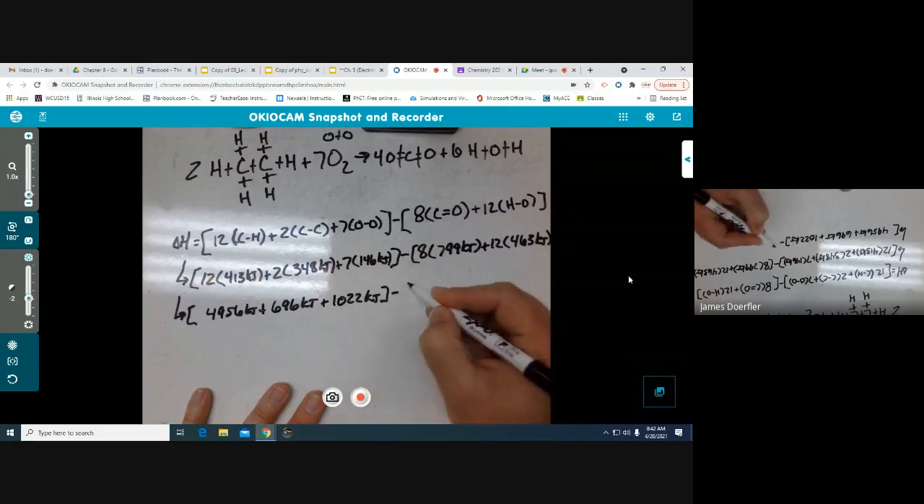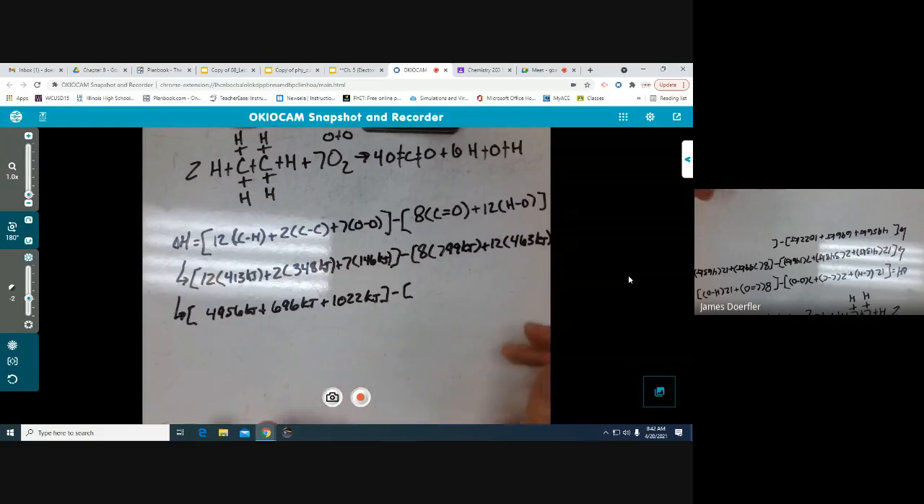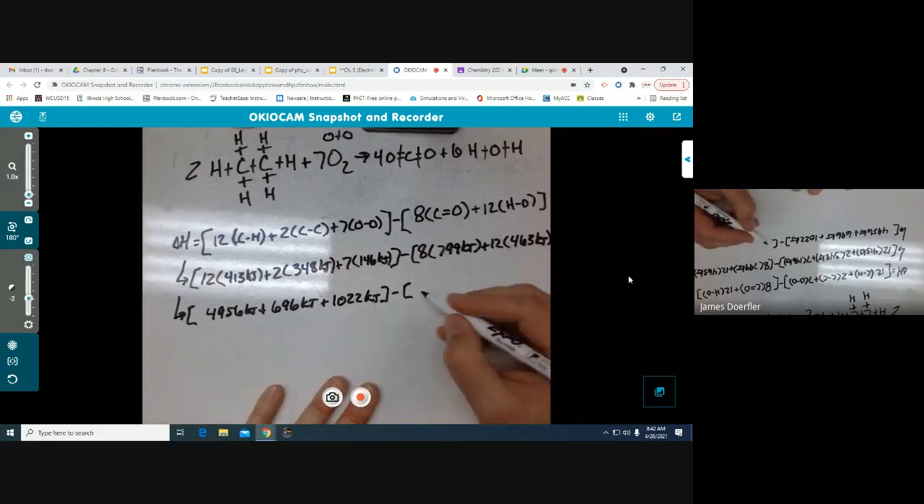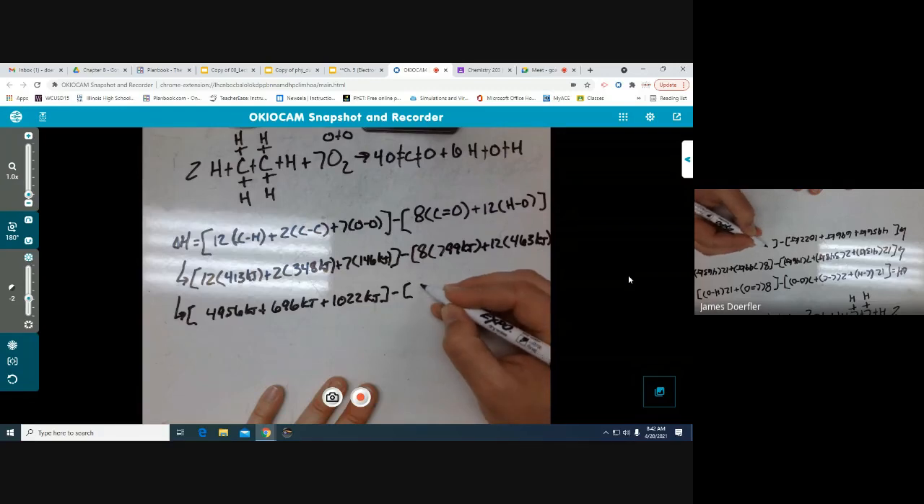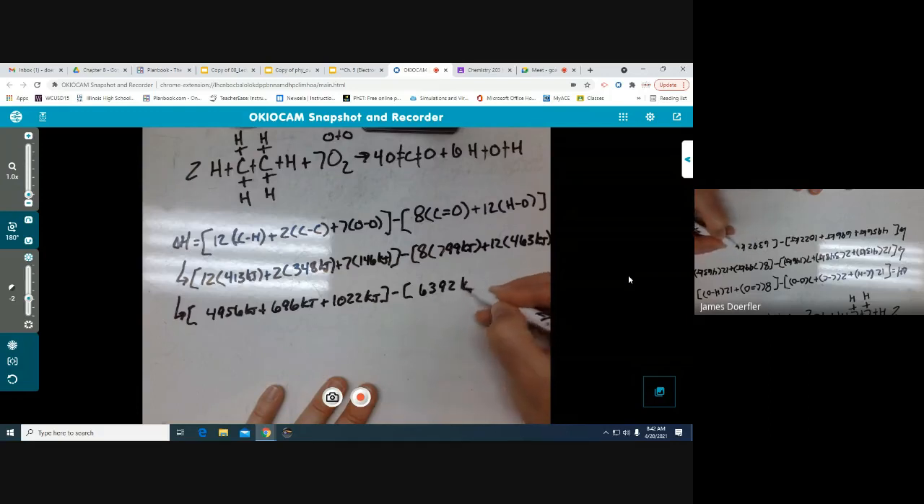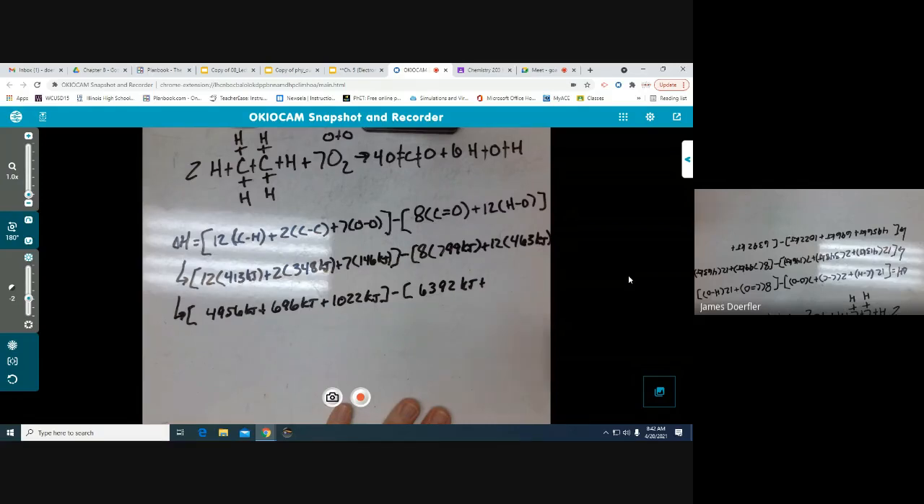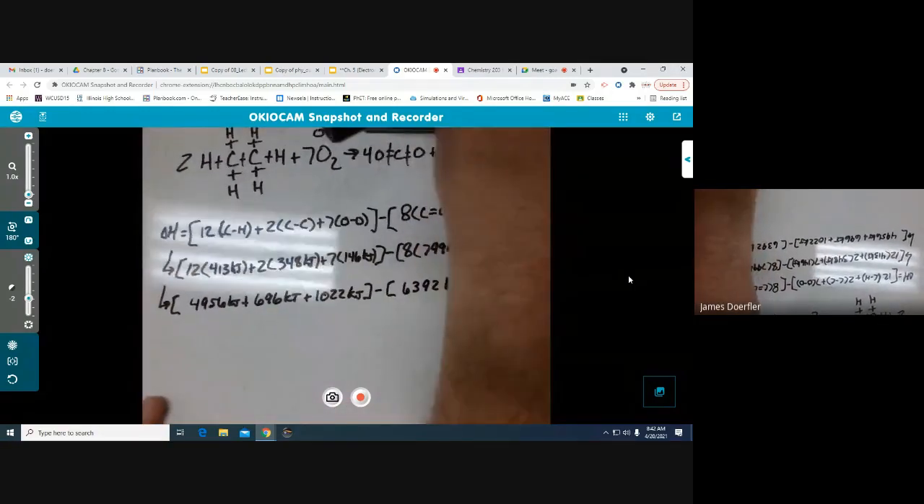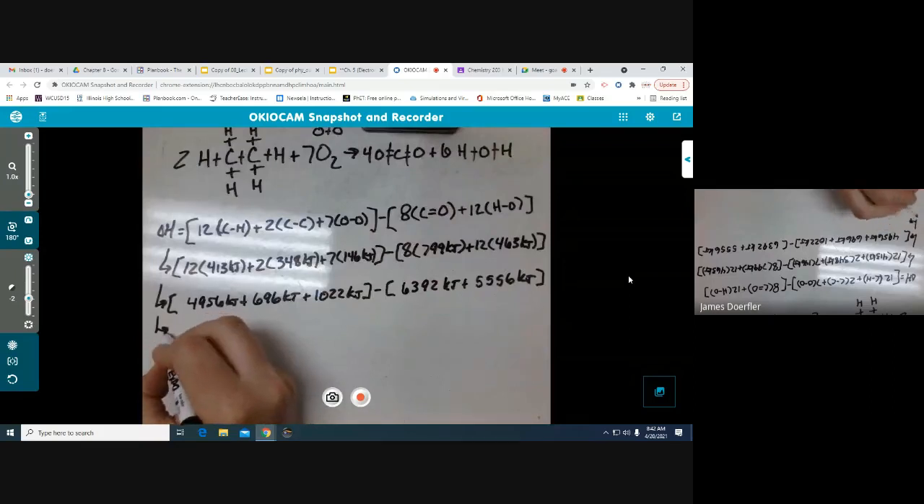Okay. I'm doing these in baby steps just so we don't go crazy here. 8 times 799 is 6392. That's in kilojoules. Plus 12 times 463 is 5556. All those numbers look correct. I think so. Okay. Almost done.